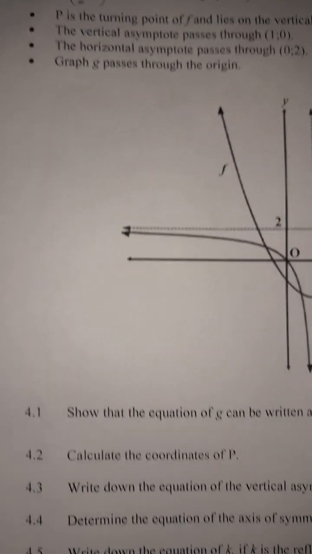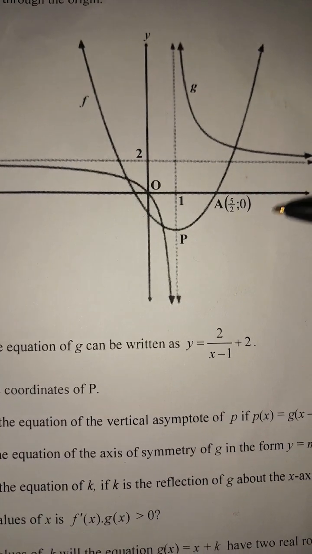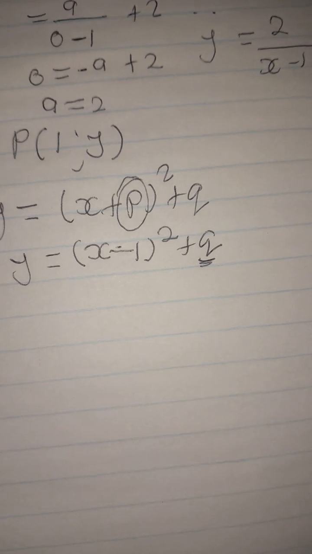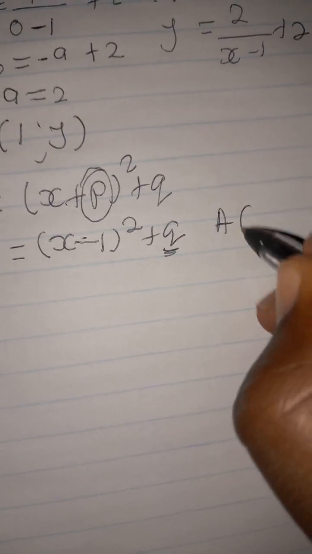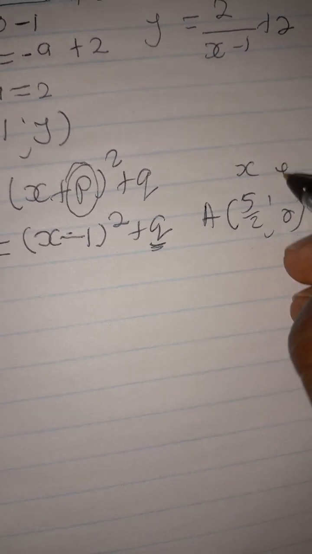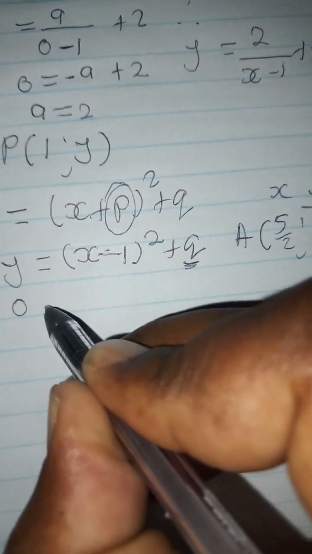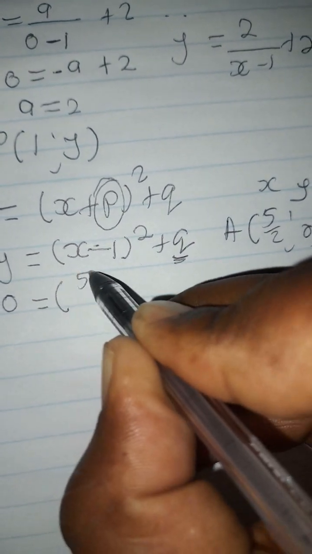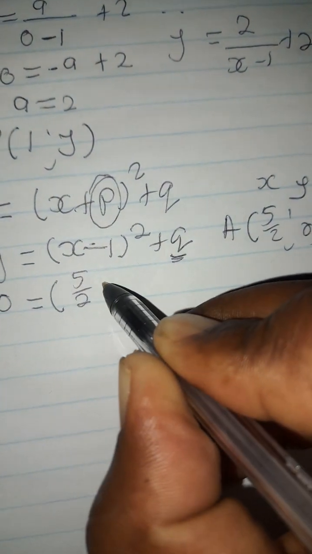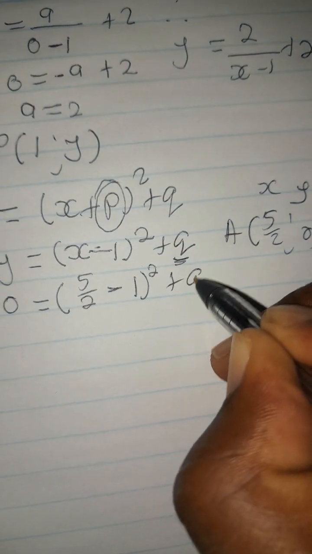What is interesting, we're still looking on the graph of f here. We are given a point there, which is A, that passes there, so it's going to be 5 over 2. So we are going to use that point, 5 over 2 and 0, in which this is x and y, it's 0. Where you see y, you place 0. Where you see x, you're going to place 5 over 2. So it's going to be (5 over 2 minus 1) squared plus q.